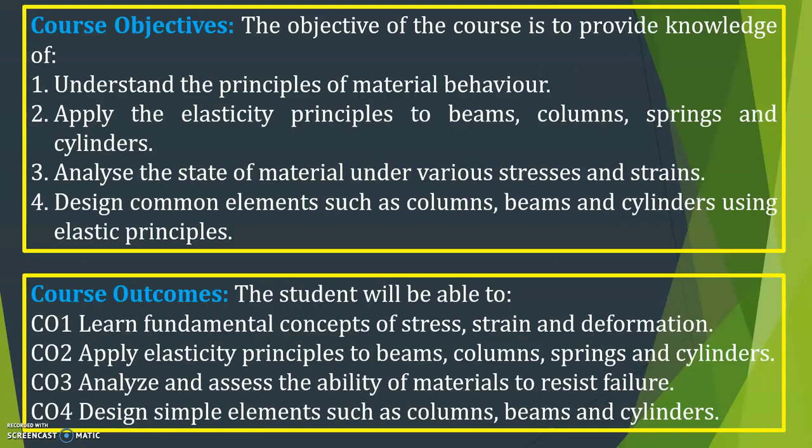Already I have told what the course objectives and course outcomes are, right? Just will revise in a few minutes. Okay, the main objectives of this course are: understand the principles of material behavior, apply the elasticity principles to beams, columns, springs and cylinders, analyze the state of material under various stresses and strains, design common elements such as columns, beams and cylinders using elastic principles.